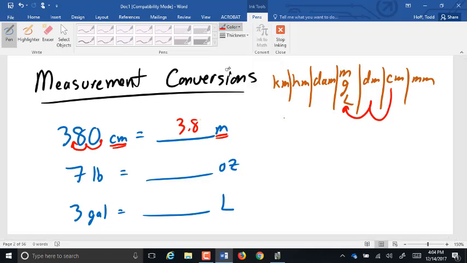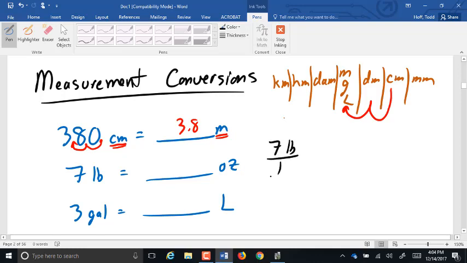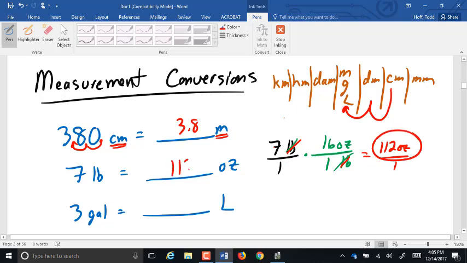7 pounds to ounces is not metric. When we're dealing with the standard measuring system, the way we did our conversions was to put it in a fraction, put it over 1, and use a conversion factor. The units we're getting rid of go on bottom. The pounds will go on bottom. That way they'll cancel out. So the units we're going to have to go on top. 1 pound is 16 ounces. Pounds cancel out. 7 times 16 is 112 ounces over 1. So that is 112 ounces.